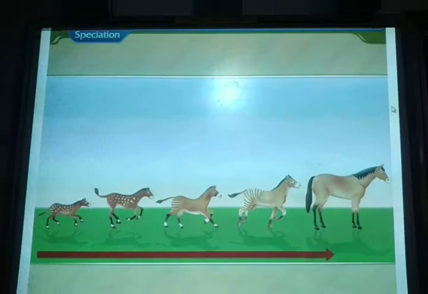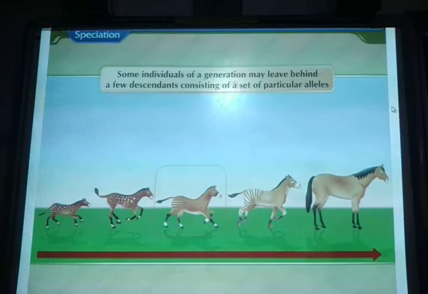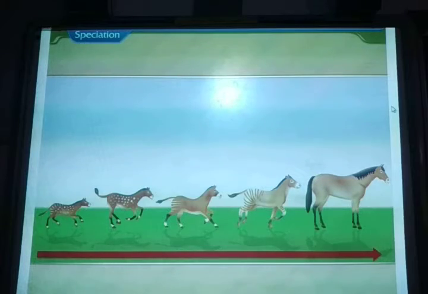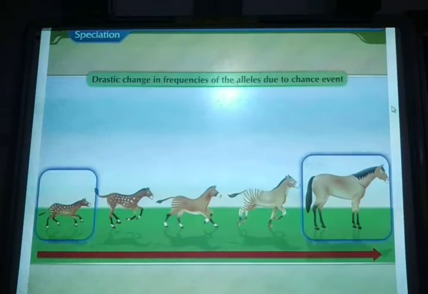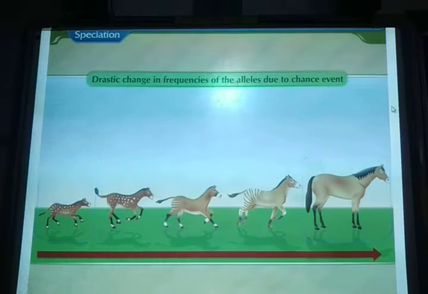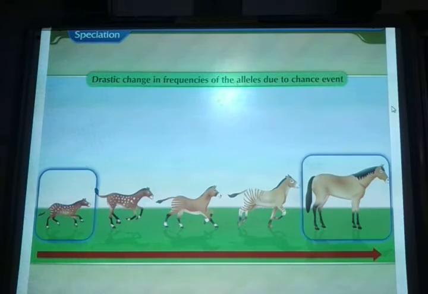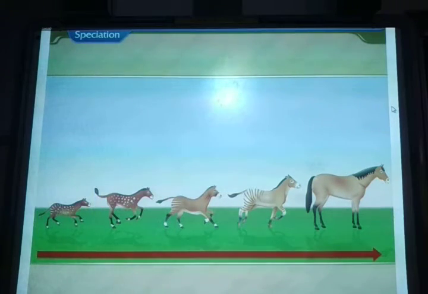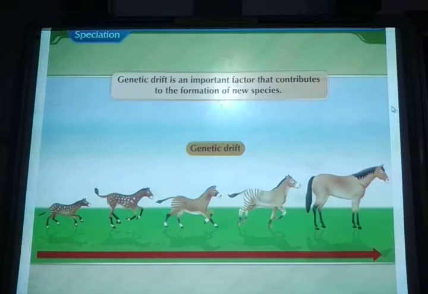During the process of evolution, some individuals of a generation may leave behind a few of a set of particular alleles. This results in a drastic change in the frequencies of alleles merely due to chance event. This is what we call genetic drift. Genetic drift is an important factor that contributes to the formation of new species.